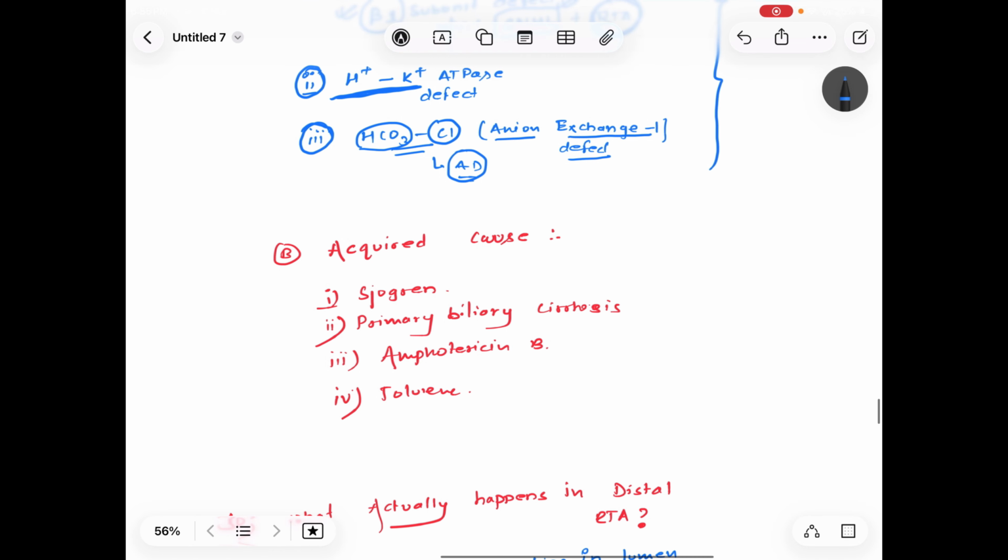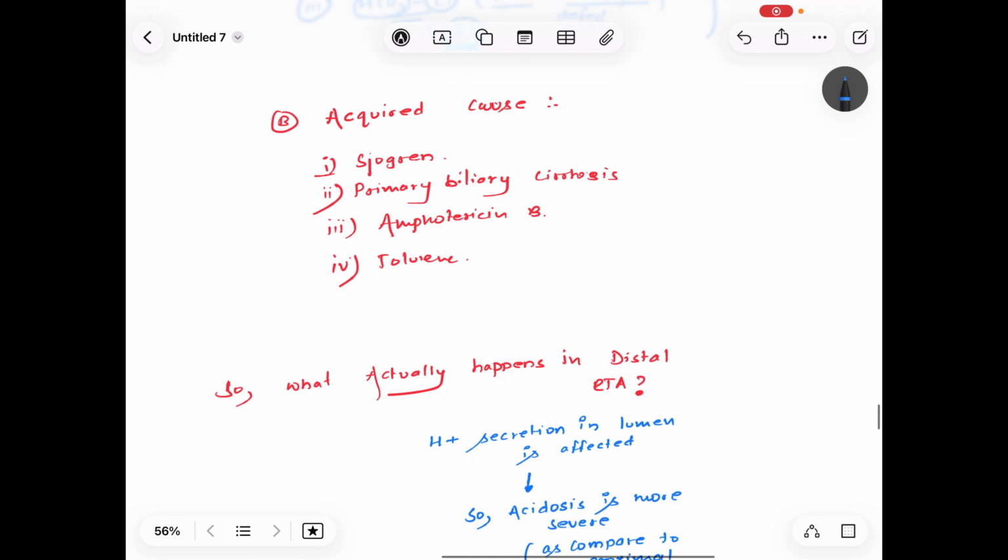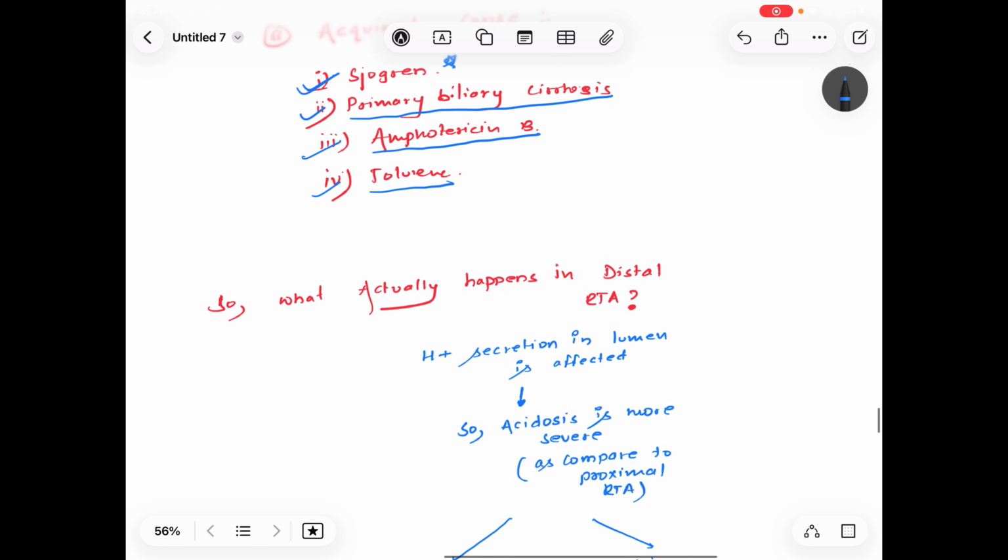So now what are the acquired causes of distal RTA? First one is Sjogren's. This is very important. Second one is primary biliary cirrhosis. Third is some kind of drug, and fourth one is toluene. So now we will move to the mechanism.